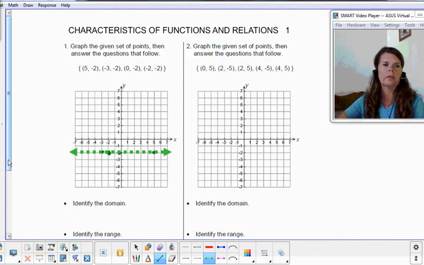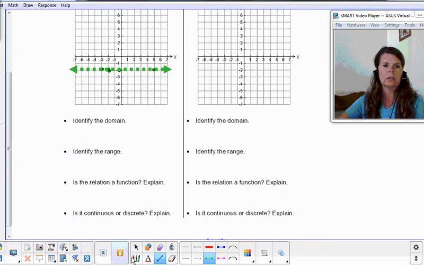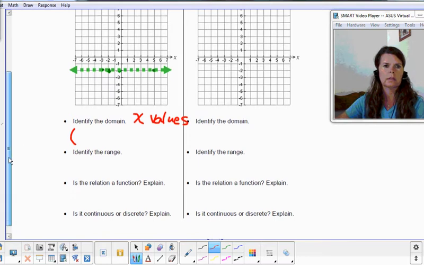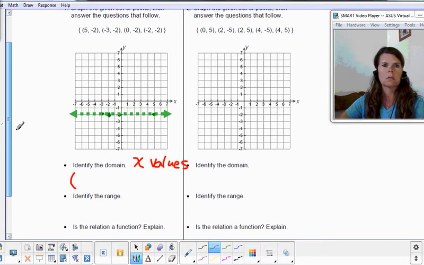And identify the domain. Now the domain, write in your notes, the domain are just your x values. And put them in order. We're going to write them in parentheses as a list. So I'm going to go from smallest to largest. You have -3, -2. See, I'm getting them right here. This, and this, and this, and this. There's your x values.